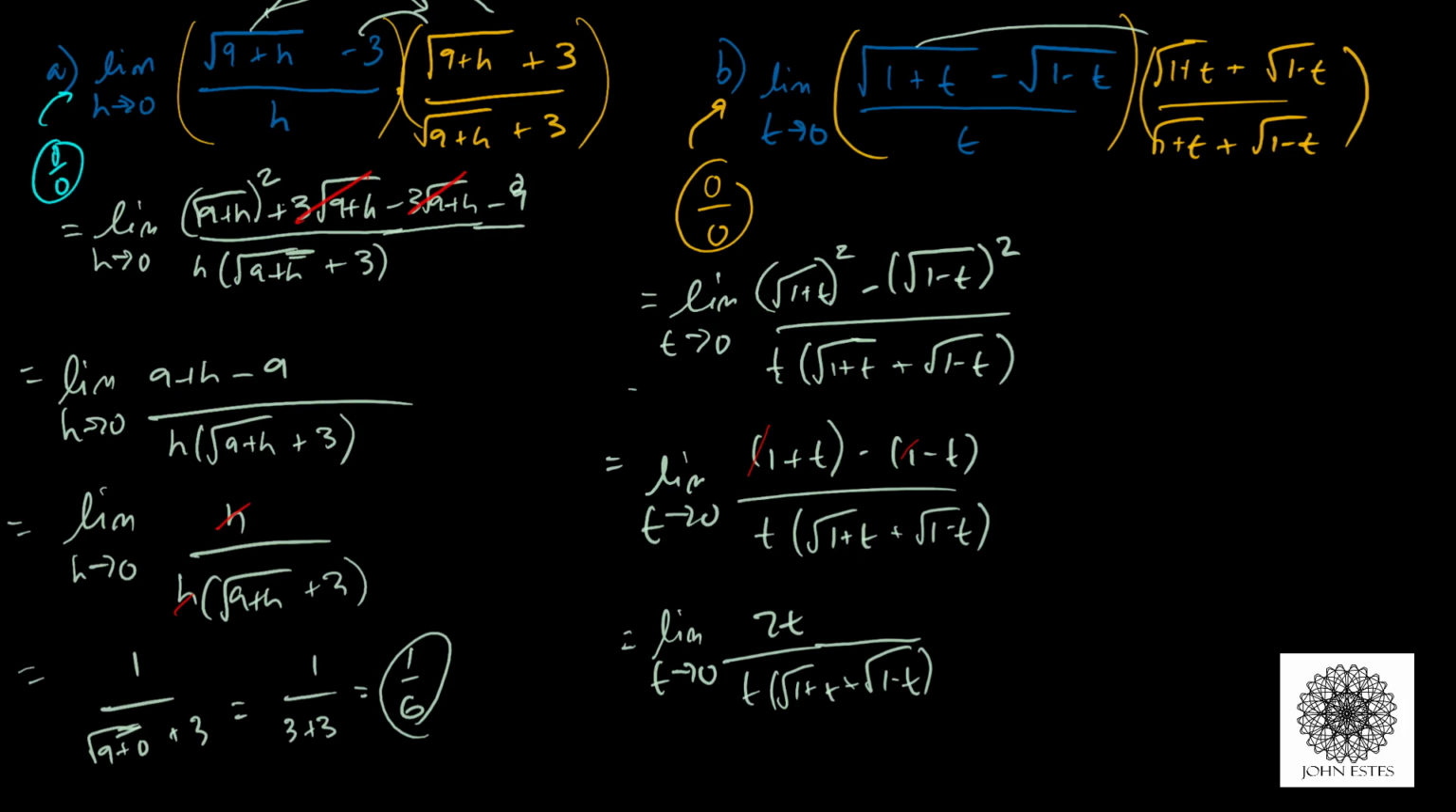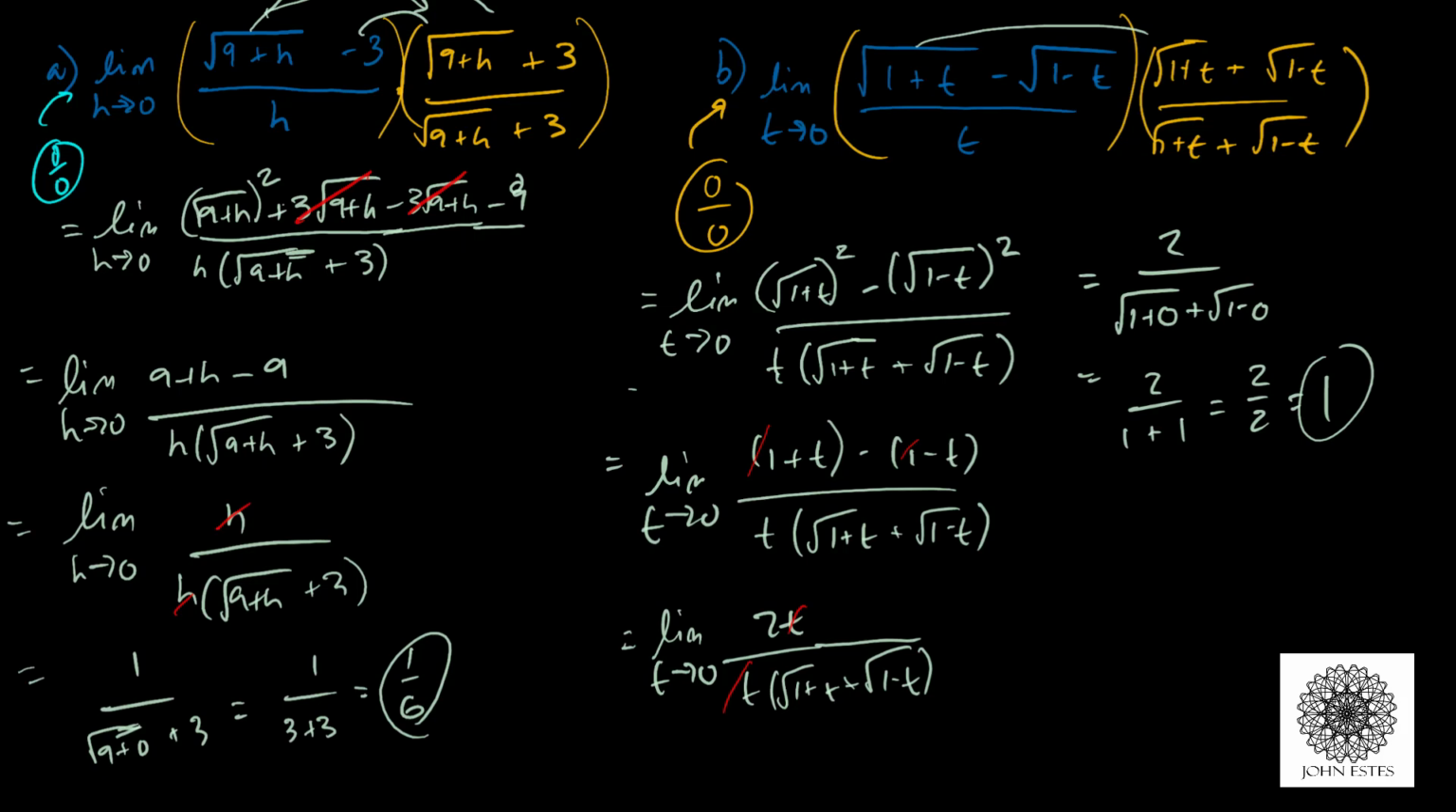And so now I can see my t's cancel out. And at this point, I should be able to plug in 0. When I plug in t equals 0, I end up with 2 in the numerator, and the denominator ends up with the square root of 1 plus 0 plus the square root of 1 minus 0. Okay, so that's 2 over the square root of 1, which is 1, plus the square root of 1, which is 1. So I end up with 2 over 2, and I just get 1 as my answer.